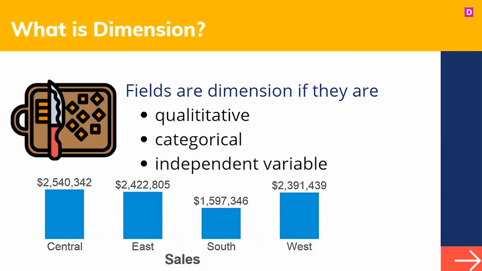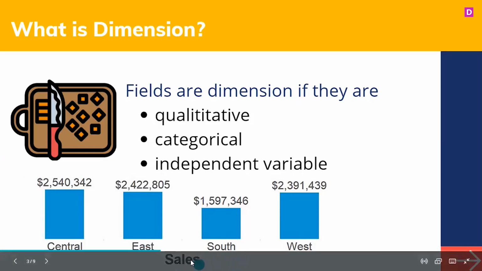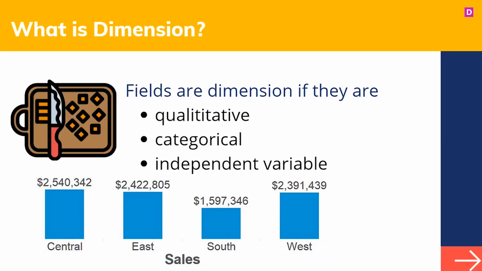Now what is the meaning of dimension? You are able to see this one, right? You have something called sales. Sales is nothing but a field, right? Now when I have a field like sales, I can actually divide this field further. I can divide it as the sales which happened in Central America, the sales which happened in East America, the sales which happened in South America. Like this, the entire field can be broken down.